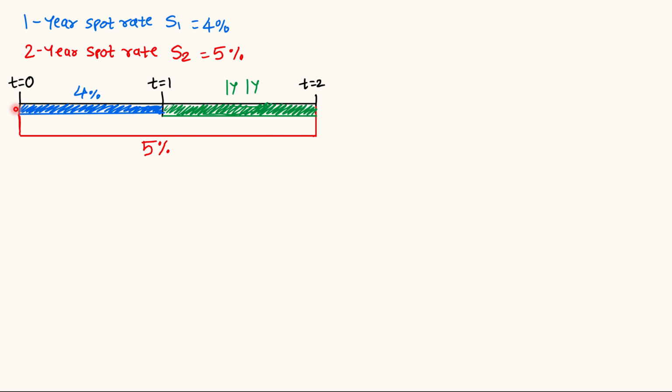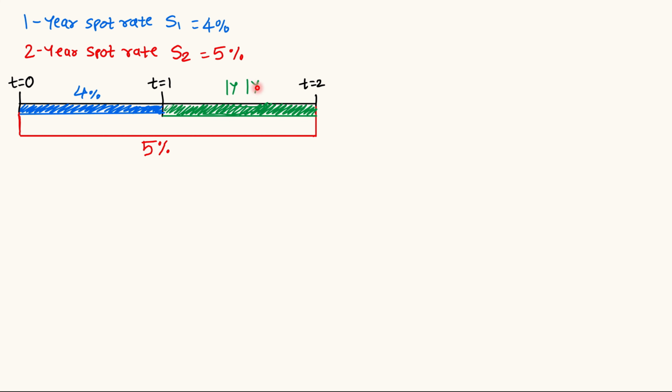So this is time t equals 0, which is today. This is time t equals 1, and this is time t equals 2. So the blue shaded here is 4%, so you're borrowing or lending at 4%. The 5% is the 2 year spot rate. And then the one shaded in green says the 1 year rate 1 year from now.